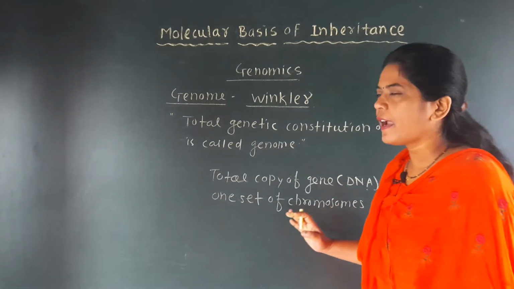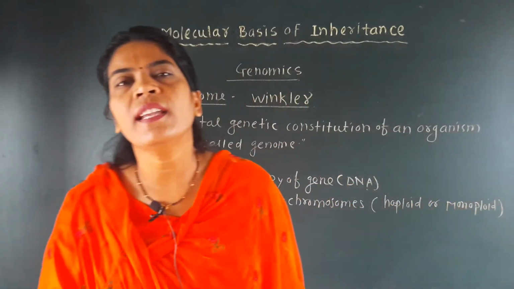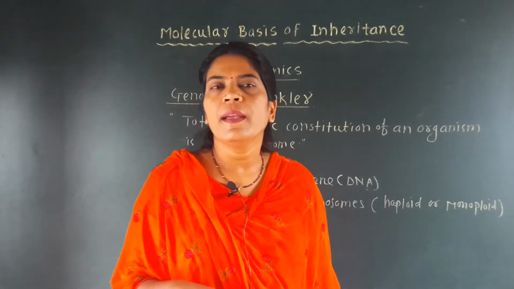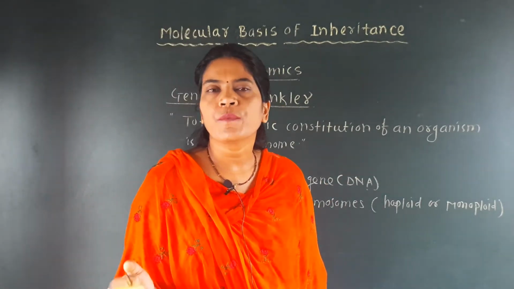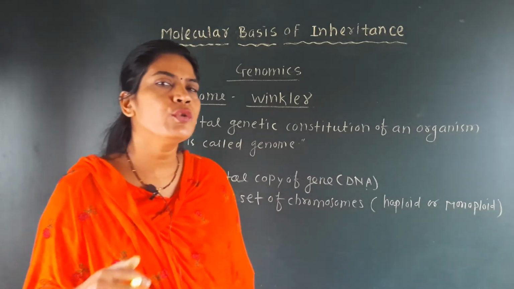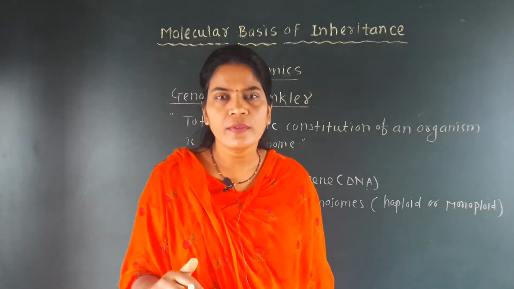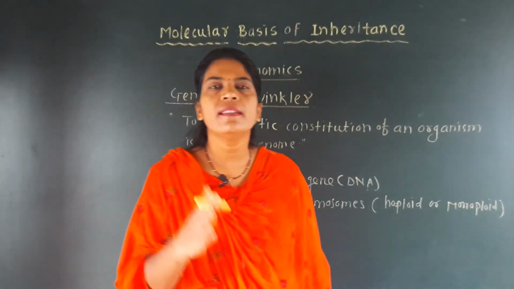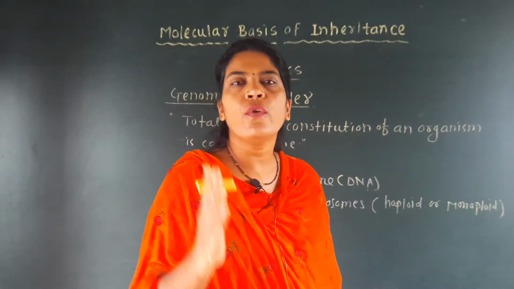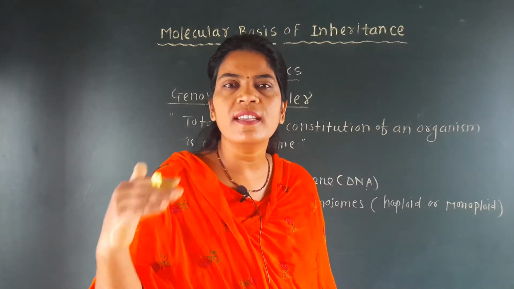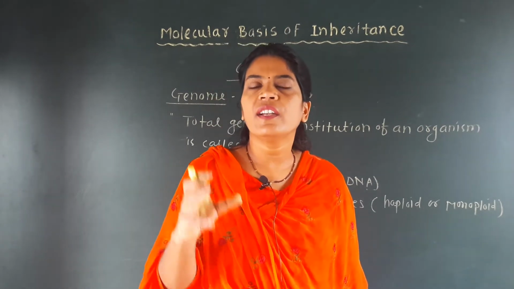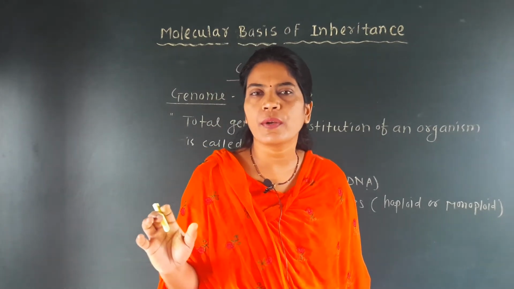Or we also say that if only one set of the chromosome is considered, whether it is haploid or one set, you should know that when there is one set of genes, it is called haploid. Two sets of genes, it is called diploid. Three sets of genes, it is called triploid. Four sets, five sets, six sets of genes. Like that, different sets of genes are present in a particular organism.